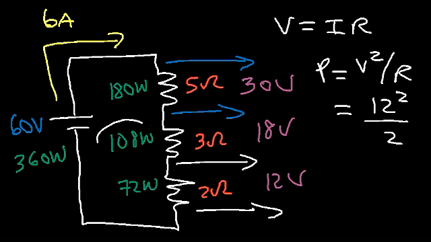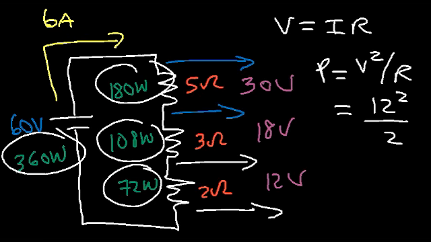So if we add these values, 180 watts plus 108 plus 72 adds up to 360. So the power delivered by the battery equals the sum of the powers absorbed by the resistors. So energy is conserved in that particular example.